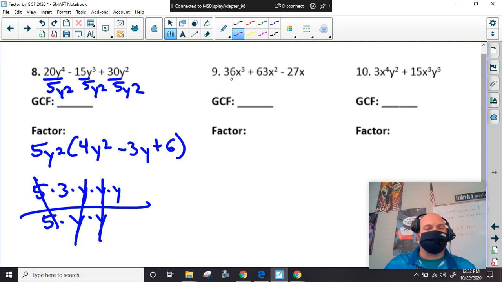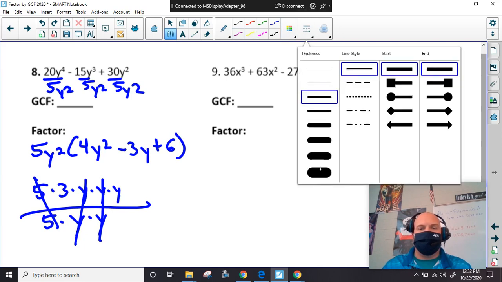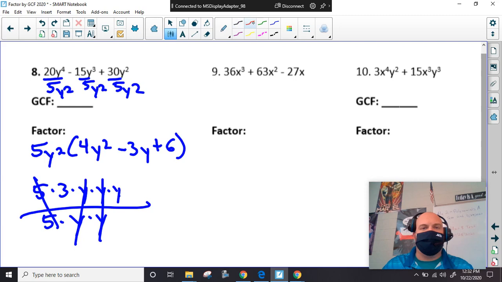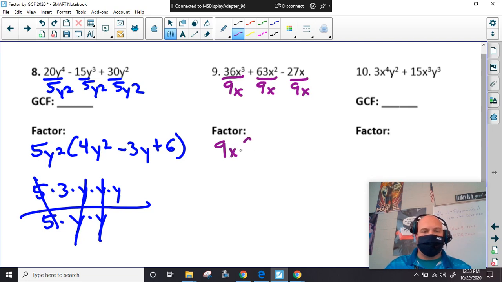Ooh, here's a hard one. What's the GCF? Hang on, let me wipe this out. There we go. What's the GCF of 36, 63, and 27? Wow, everybody got that one that said it out loud. 9. I heard an X in there. All right, so 36 divided by 9 is 4. I have 3 X's. I take 1 away. I'm left with 2. This is going to be plus 7X minus 3.